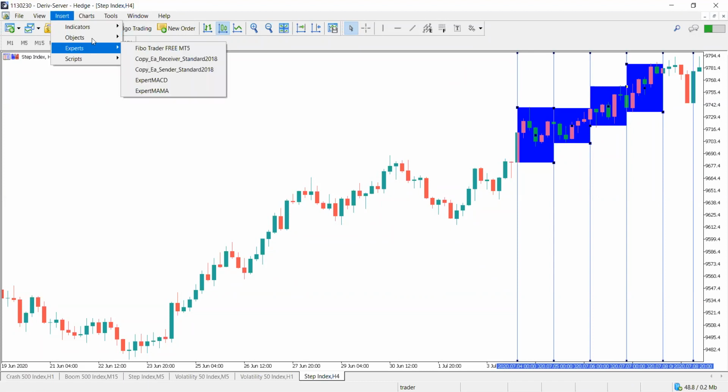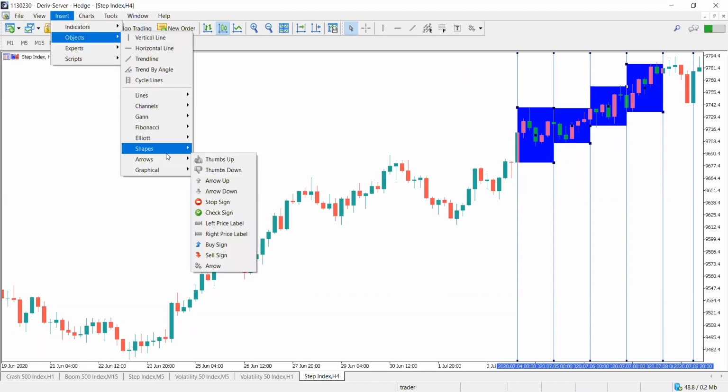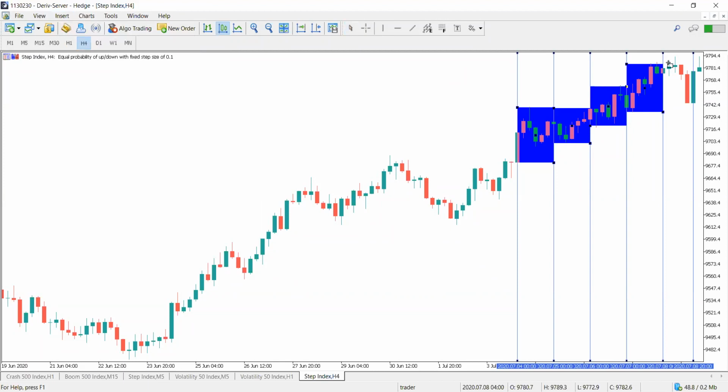Insert, objects, shapes, rectangle. Guys, we're not supposed to take a lot of time, eh? We're not supposed to take a lot of time. Open and close. Okay, so these are our candles on the H4, right?